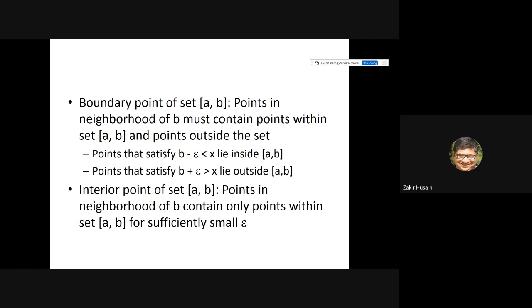For instance, if we take a neighborhood of a point, let us say 0.1, and epsilon is 0.00001, if we subtract epsilon, it will still be between 0 and 1. If you add epsilon, it will still be within 0 and 1.